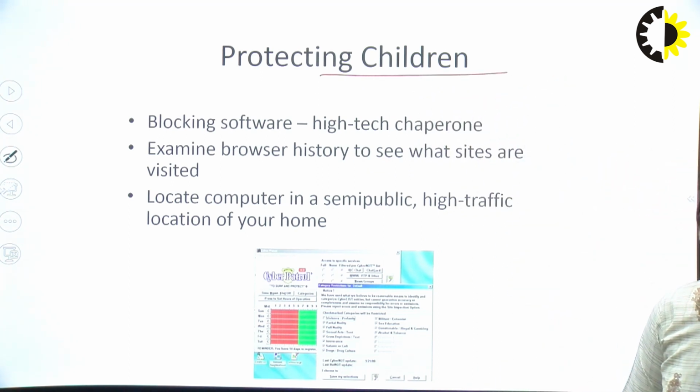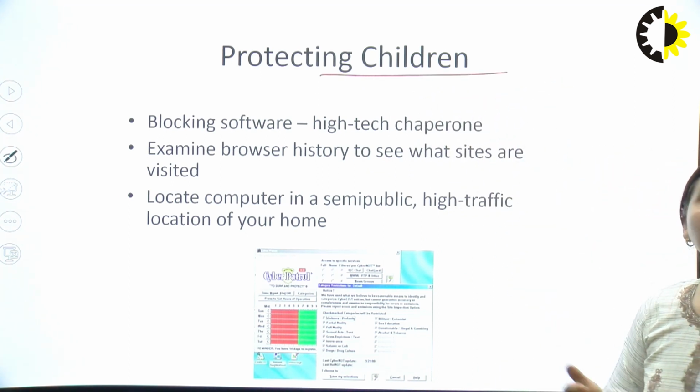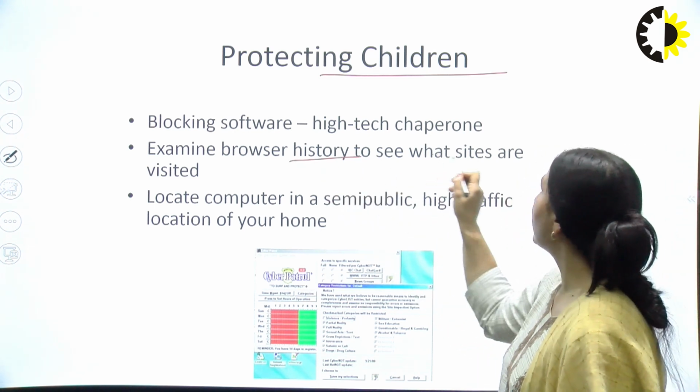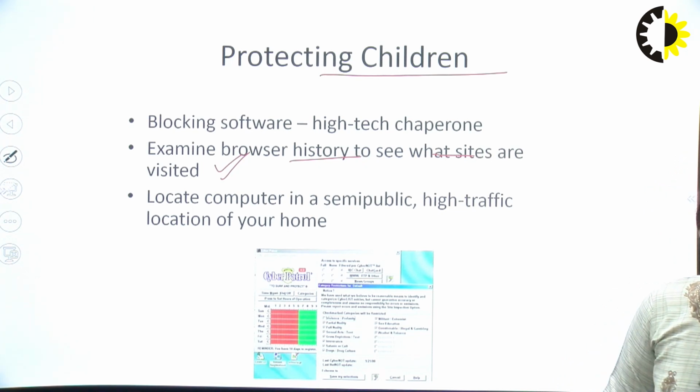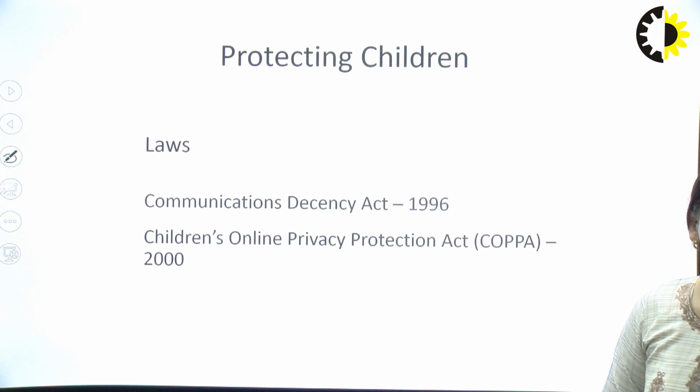Blocking software. Examine the browser history to see which sites have been visited. That is a very important point. Locate computers in a semi-public, high-traffic location at your home, so that you can protect your children as well. Different types of laws are there. The Communications Decency Act was established in 1996. Then the Children's Online Privacy Protection Act, that is COPPA, was enacted in the year 2000.